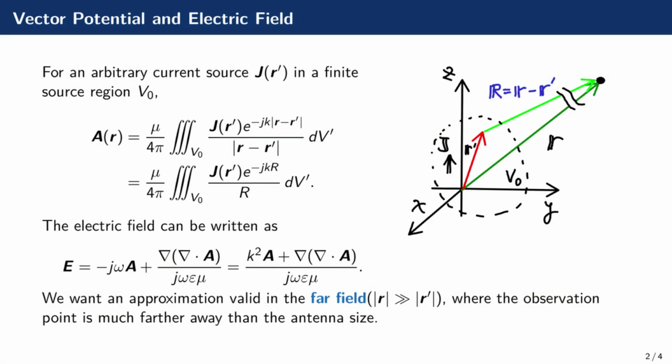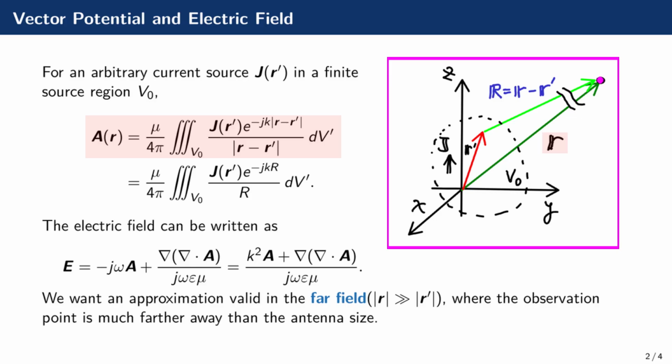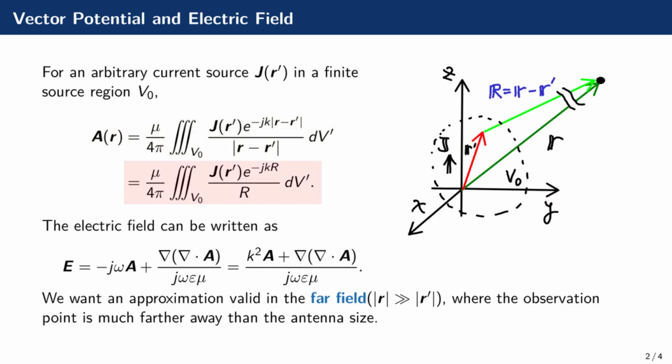Now let us discuss the radiation field from an arbitrary antenna. Suppose that the current source is an arbitrary vector current density J of R prime, confined to a finite source region V0. Then the vector potential is written as shown here. R is the position vector pointing to the observation point, and R prime is the position vector pointing to the source point. Here, R means the distance between the observation point R and the source point R prime.